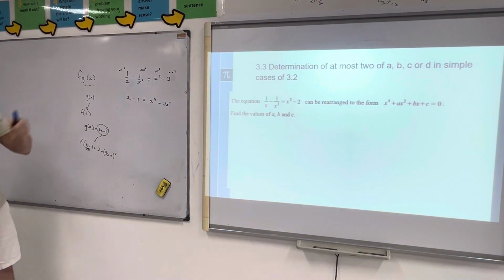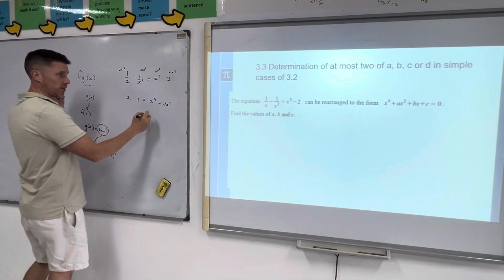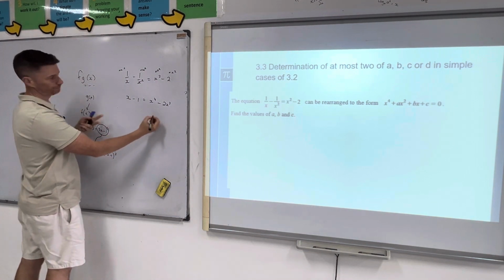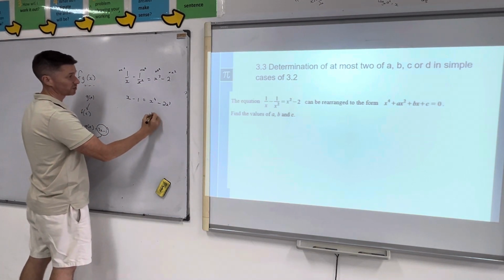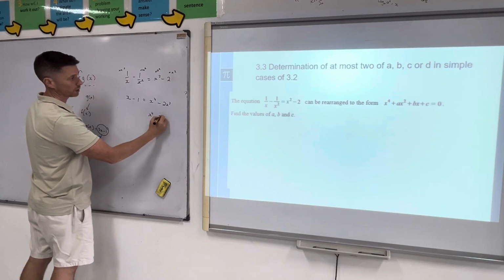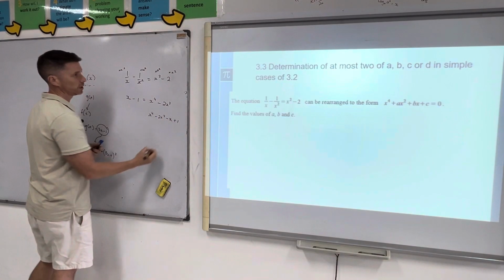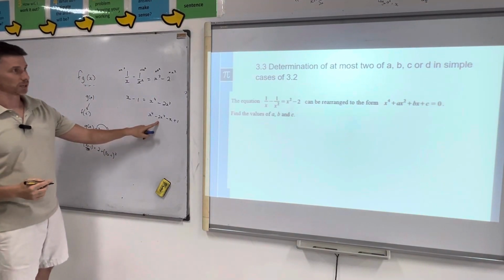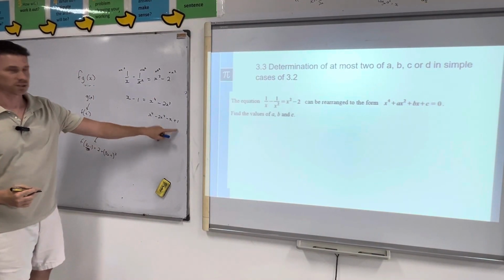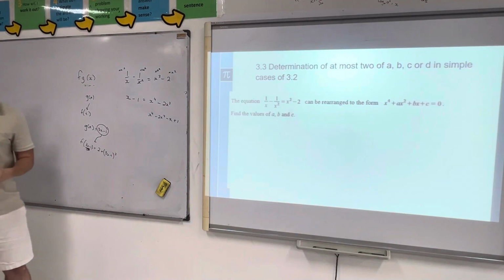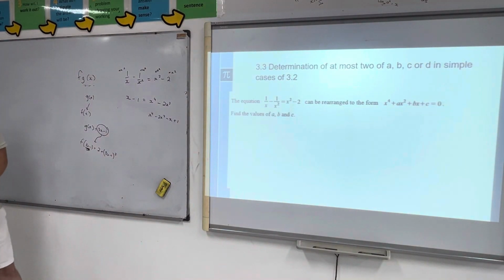I want it in this form, so I want everything on the same side. I'm going to pick the right side because it's positive. Minus 2x squared, subtract an x, add a 1. And that's my equation. So I know A is negative 2, B is negative 1, and C is 1. Okay? So hopefully that one made sense.